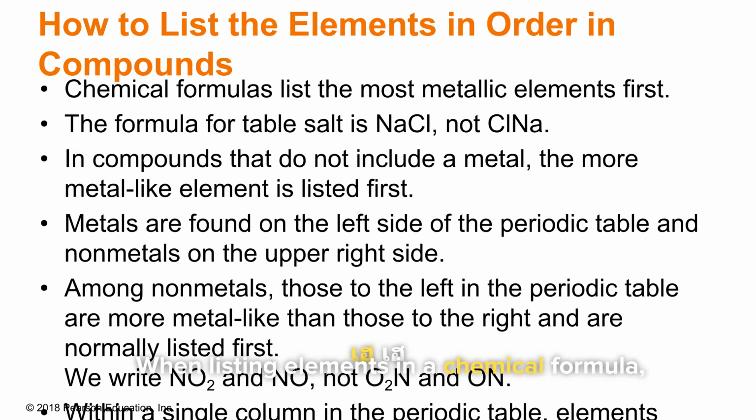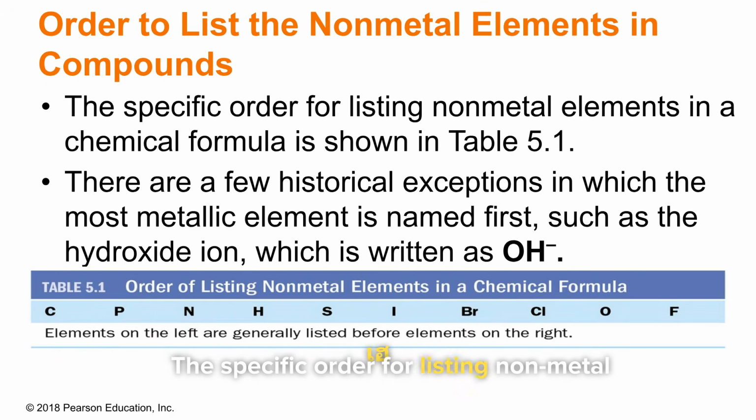When listing elements in a chemical formula, we follow specific rules. We generally list the most metallic element first. For example, we write sodium chloride as NaCl, not ClNa. For non-metal compounds, we list the more metal-like element first, which is typically towards the left or bottom of the periodic table. The specific order for listing non-metal elements is established by convention, as seen in this table. While there are some historical exceptions, such as the hydroxide ion written as OH-, adhering to this standard order helps maintain clarity and consistency across chemical nomenclature.